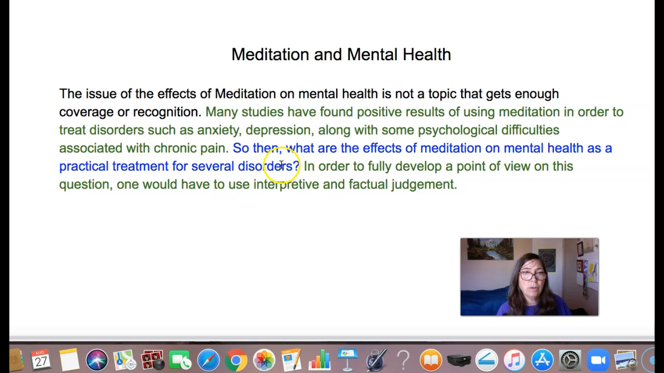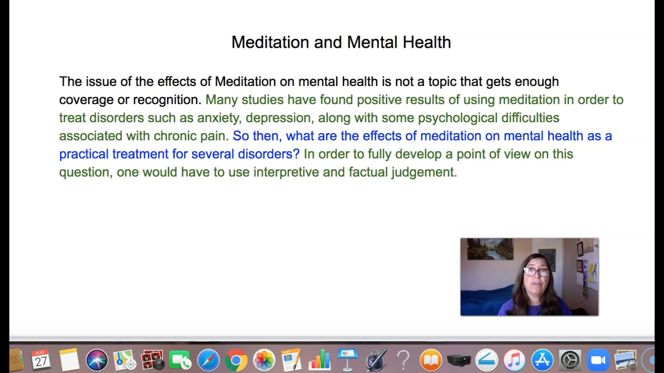So it's all the effects of meditation on mental health and several disorders. She might want to limit this topic to specifically anxiety or specifically depression, for example, as she mentions in her development, or even pain, help with pain. Or since in her build-up she said how it doesn't get enough coverage, she might want to just look at the question, does meditation have an effect on mental health? And again, focus on a certain type of meditation, a certain area of mental health, such as depression or anxiety.